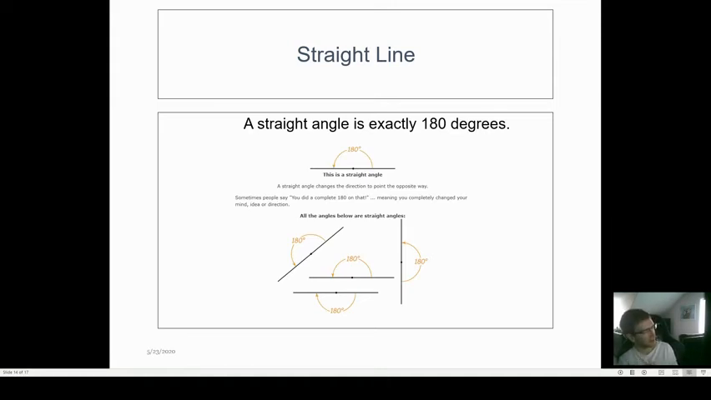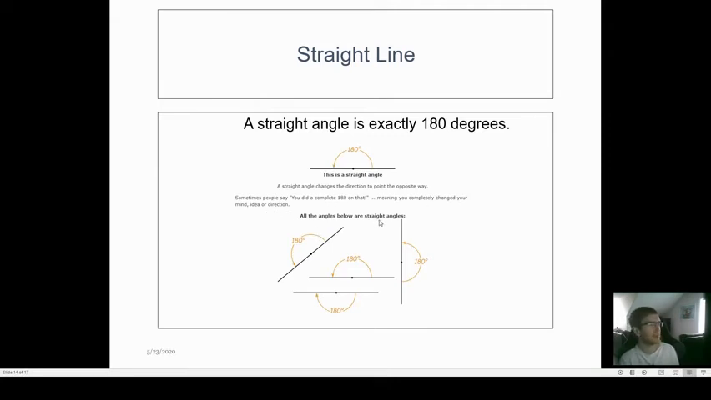Okay, so a straight line. Believe it or not, a straight line does have an angle to it. It is exactly 180 degrees. So a straight line changes the direction to point the opposite way. When we get into measuring angles with a protractor, you'll see why it's a straight line. And sometimes people will say you did a complete 180 on that, meaning you completely changed your mind, idea, or direction.